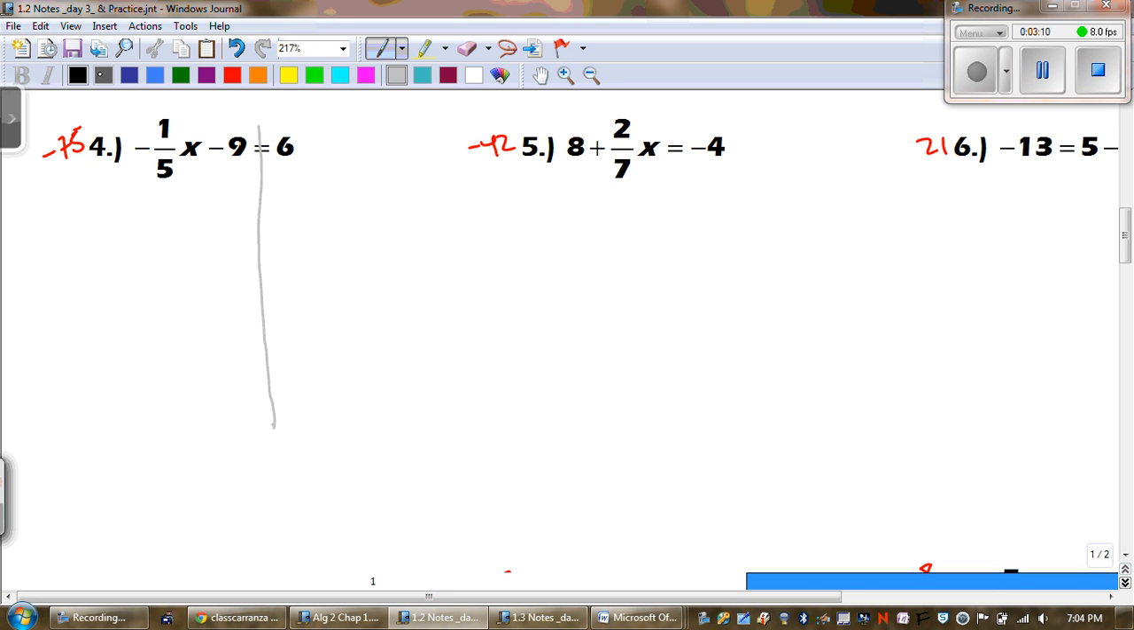Okay, number 4. Let's do inverse operation. So the first thing we're going to do is add 9 to both sides. And we get negative 1/5 x equals 15. Okay, and right here we need to multiply by the reciprocal, I'm sorry. So those guys cancel, that 15 is over 1. Our denominator is going to be 1 because there's no numbers down there, so we just need to multiply straight across. 15 times negative 5 gives us negative 75.